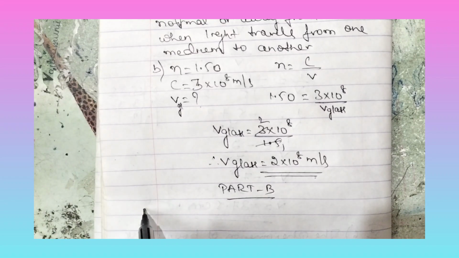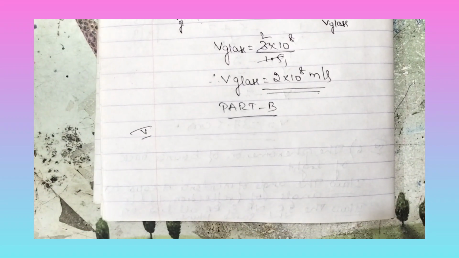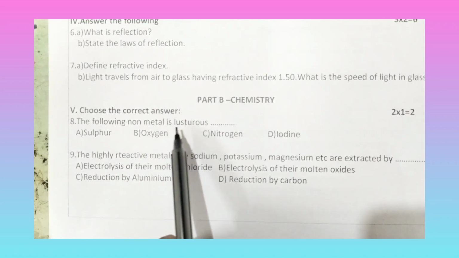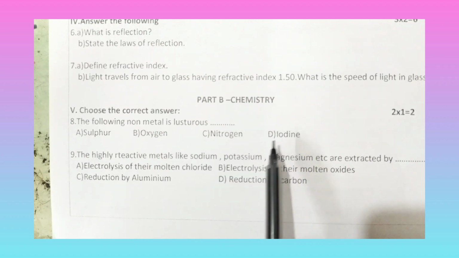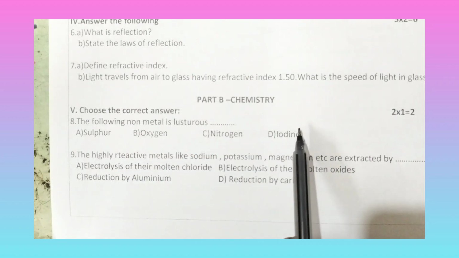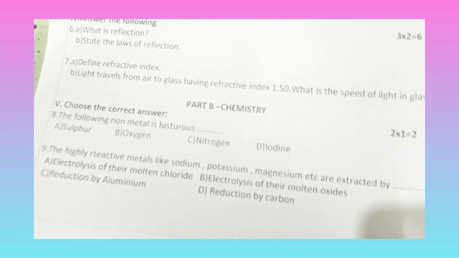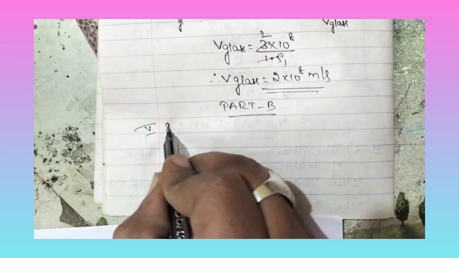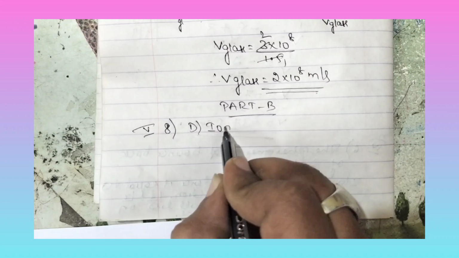So now let us move to part B, chemistry. The first question of chemistry: which of the following non-metals is lustrous: sulfur, oxygen, nitrogen, iodine? All these are non-metals only. Among that, iodine, even though it is a non-metal, is lustrous. Therefore, the answer for the eighth question is option D. Iodine is a lustrous non-metal.